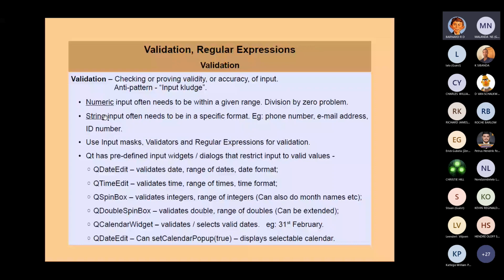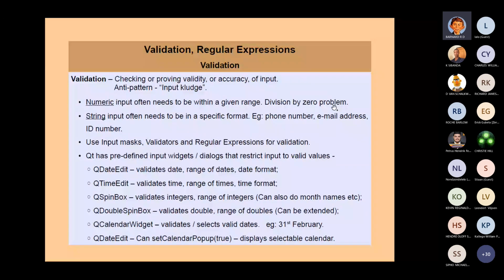Right, the numeric input often needs to be within a given range. So using validation, you can set a range and only allow numeric input within a given range. And one very big problem is division by 0. Please be very careful that you don't allow inputs of 0 where you have division in your application. That's a very common error, this division by 0. Just make sure you prevent that by having input validation.